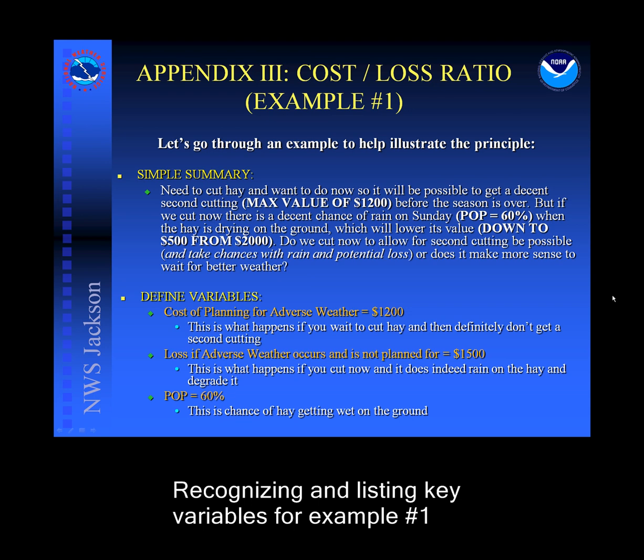So we're going to define the variables where the cost of planning for adverse weather is $1,200. This is what happens if you wait to cut hay and then definitely don't get a second cutting. We cost ourselves $1,200. The loss if adverse weather occurs and is not planned for is $1,500. This is what happens if we cut now and it does rain on the hay and degrade it. So the POP equals 60%, and this is the chance of the hay getting wet on the ground. This is defining all our variables.